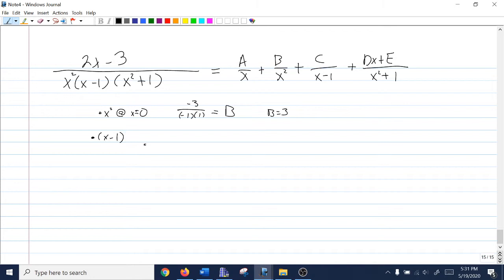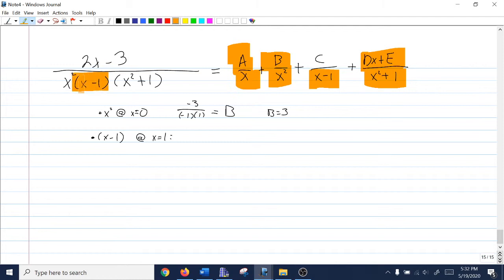If I multiply by x minus 1 and plug in x equals 1, what do I get? This will be c. Everything else becomes 0. All of that gets covered up. I'm plugging 1 into this. 2 times 1 minus 3. I get c on the left-hand side. On the right-hand side, I get negative 1 on top. Plug in 1. 1 times 2. I think c is negative 1/2.